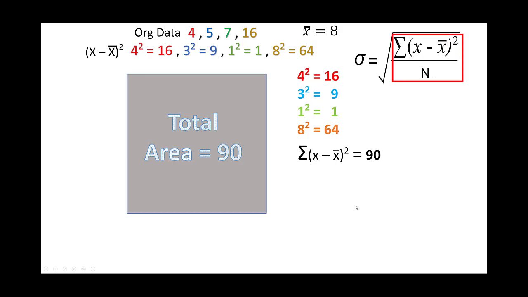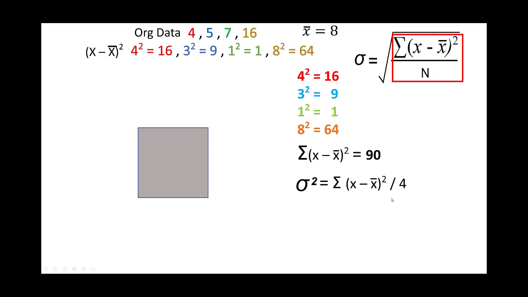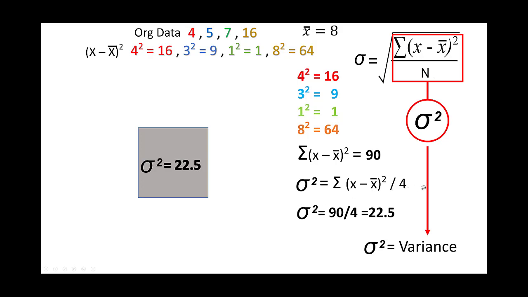Next, we're going to divide by n, our number of pieces of data, which are 4. And that's going to give us sigma squared. So we divide by 4. That's 90 divided by 4. And that gives us an average area of 22.5 is what we have here. And what we've just calculated at this point is the variance. Sigma squared is the variance. And the variance is the average area of our data that had been squared.